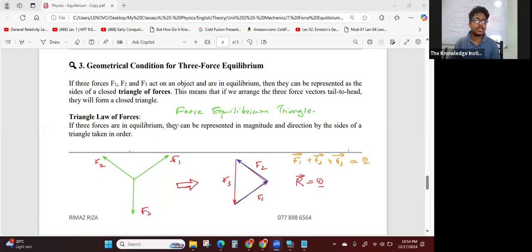Yeah, so these are the conditions for non-parallel forces.